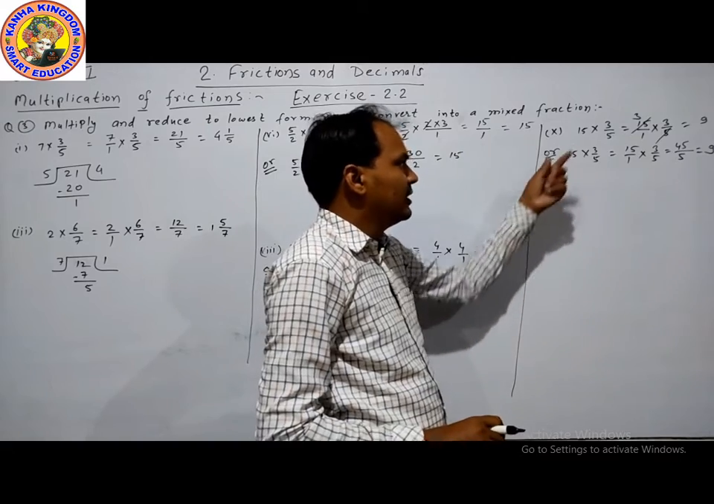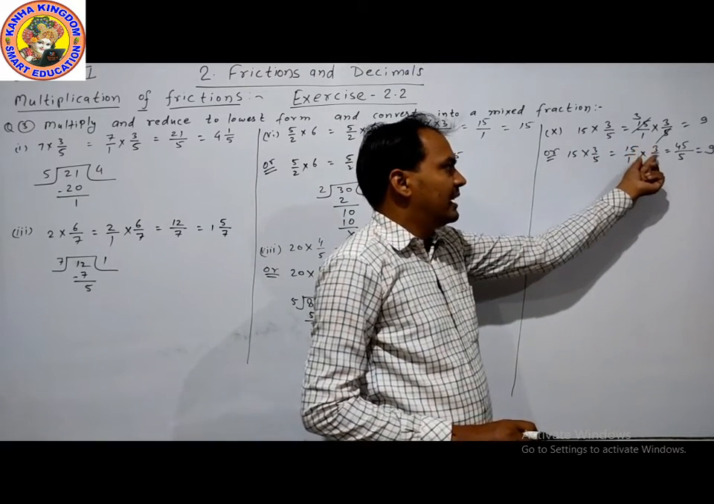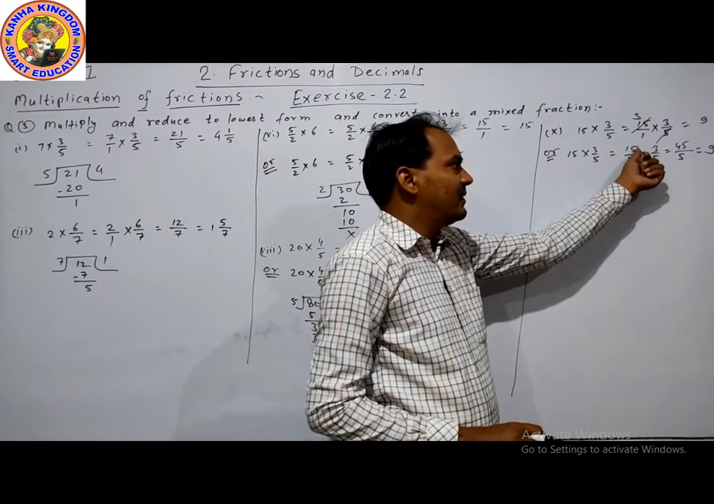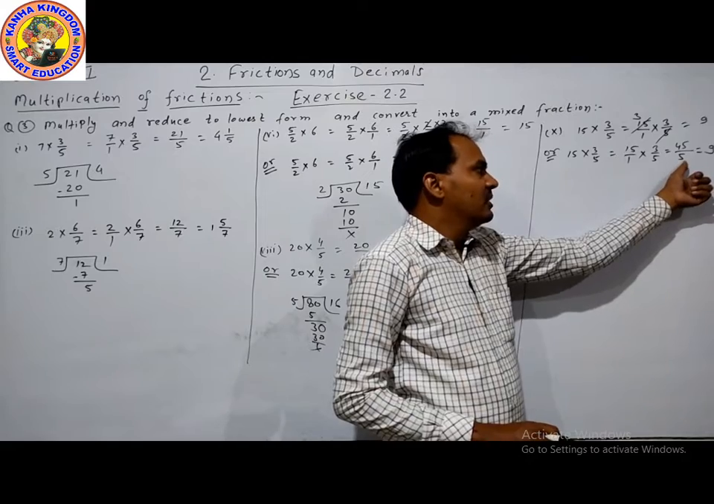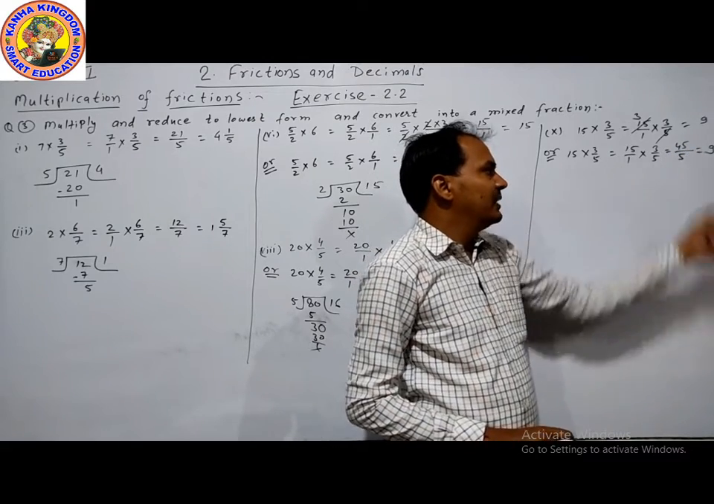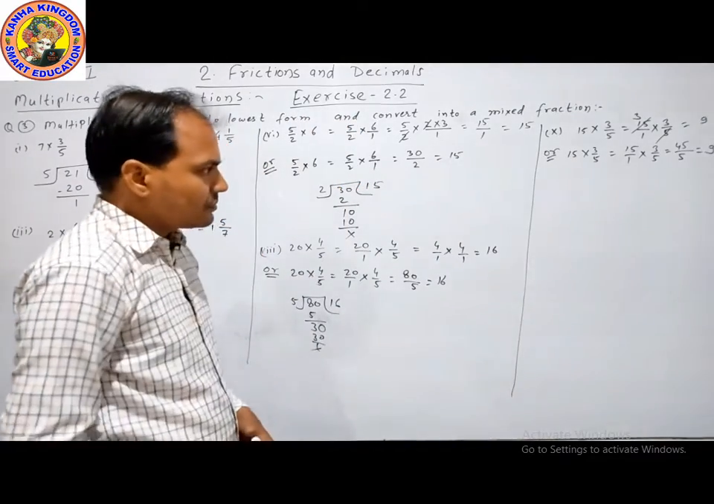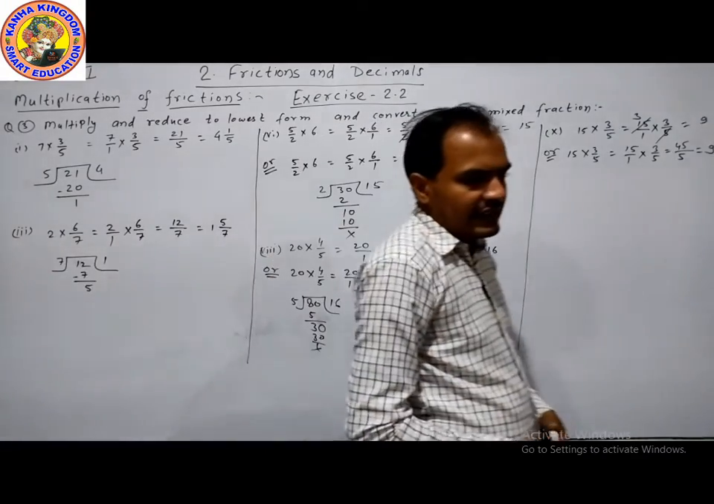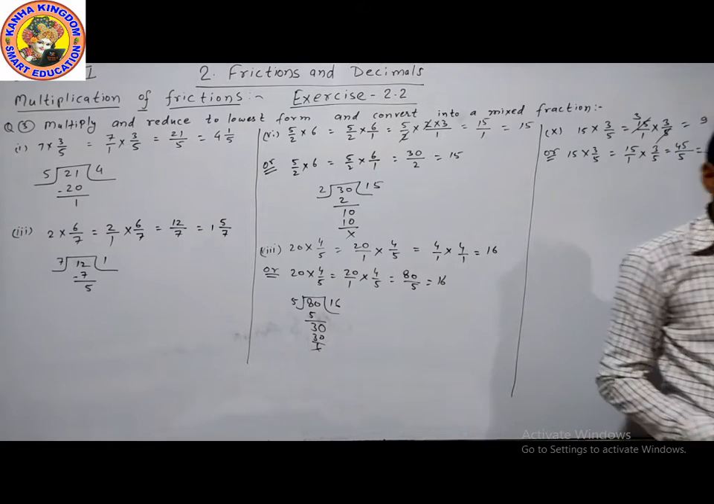In another method, we will convert into a fraction number. Numerator and denominator will be multiplied separately. 15 into 3, 45; 1 into 5, 5. When we divide 45 by 5, the answer is 9. You can take a screenshot of this. We will move to our next question.